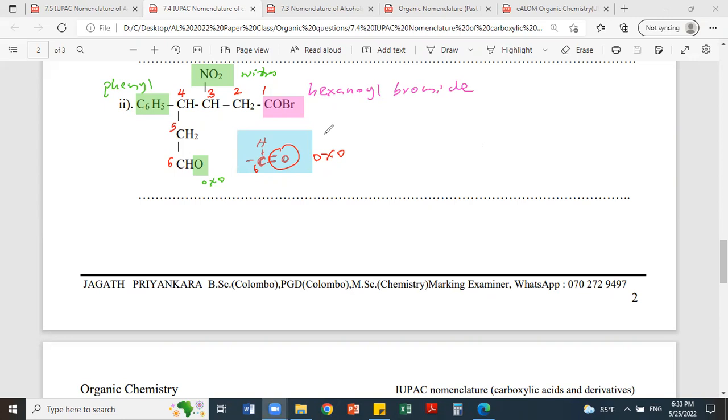I think even in Sinhala medium, IUPAC names you can't write in Sinhala. You have to write them in English, right? Even Sinhala medium students and English medium students, because the IUPAC name is international, we can't convert it into any other language. It's like the scientific names of animals and plants.